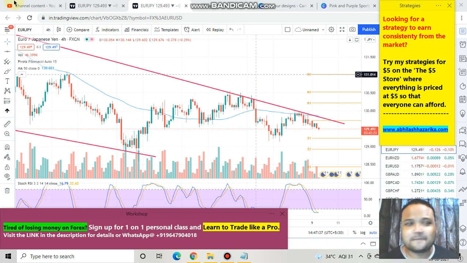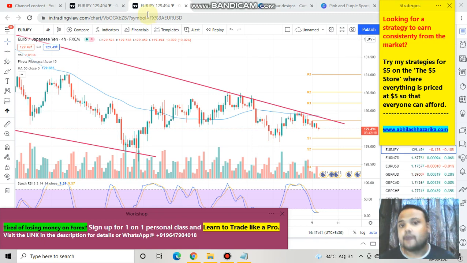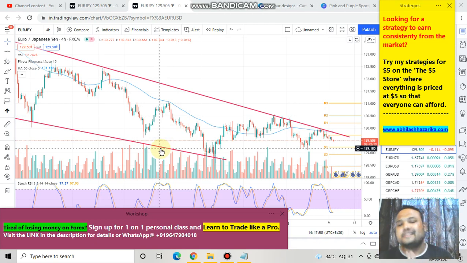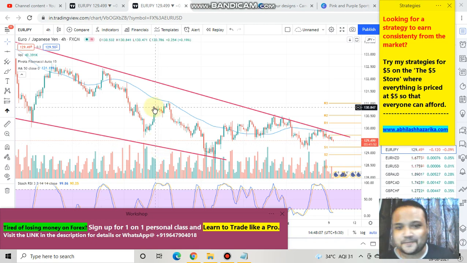So let's get started. This is the 4-hour chart of Euro JPY in front of us right now, and as you can see, the market is in a downward channel. We have a resistance here, we have a support here. The chart looks pretty simple, but let me tell you one thing: there are some complications in the market that we need to understand. So let's do the analysis. Let's try to find out what is going on in the chart of Euro JPY, and then we'll be jumping to the strategy.